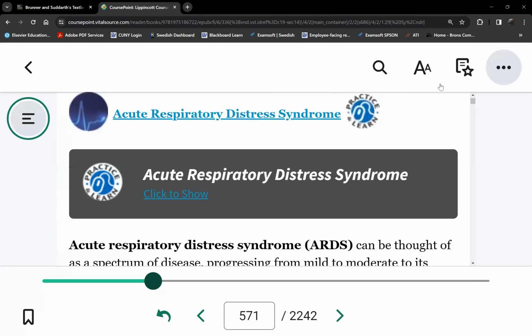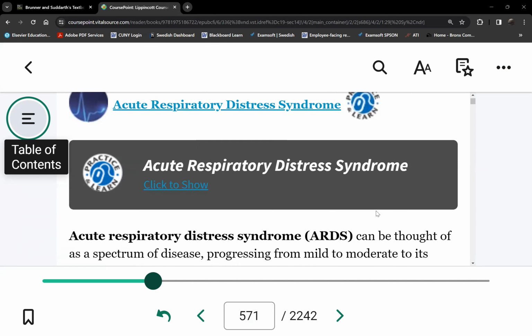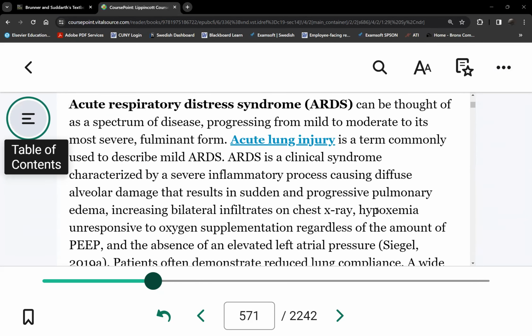Okay, we can do this in 10 minutes or less. So what is ARDS? It is respiratory failure. It is a progressive form of respiratory failure. So what does the ABG look like?